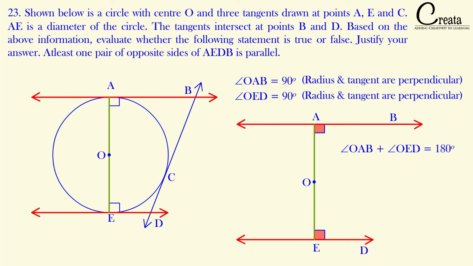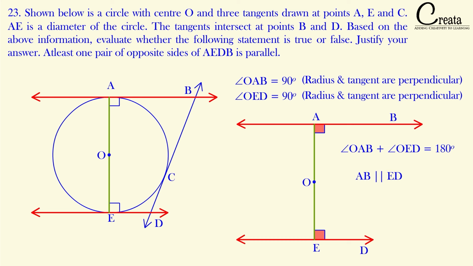The interior angles on the same side of the transversal, if they are supplementary, then the line segments will be parallel to each other. So we can say these two line segments are parallel to each other. Got it? And once we got these two line segments as parallel to each other, their component or subpart will also be parallel to each other.